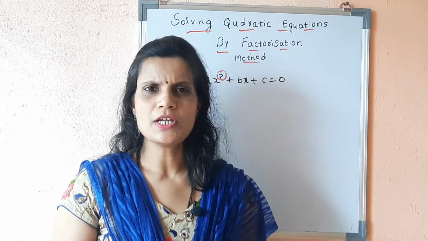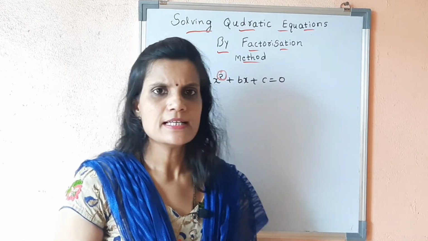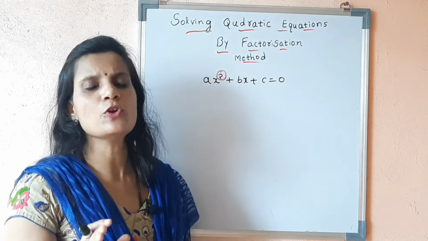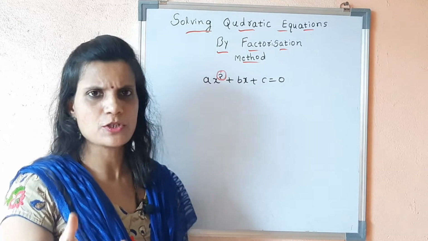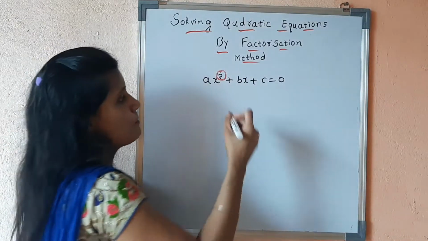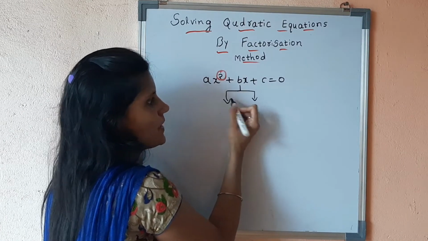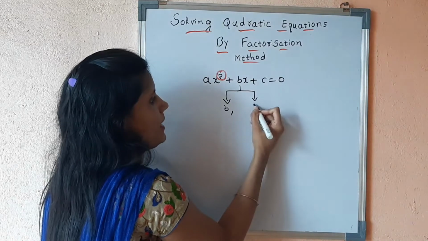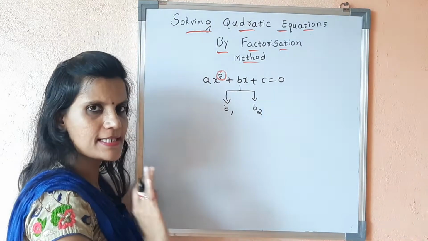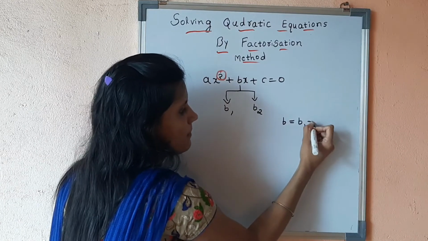You have already studied the quadratic equation factorization method, might be in the lower standard. See, it is very simple. You have to follow only a few steps to make the basic things clear. The first thing, you should split the middle term. The middle term is b. I should split this one into b1 and b2. Simple. That means your b is equal to b1 plus b2.